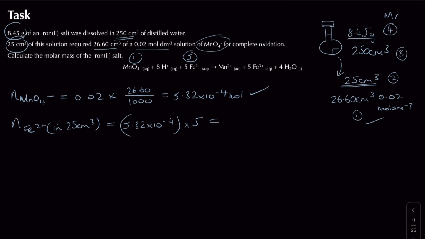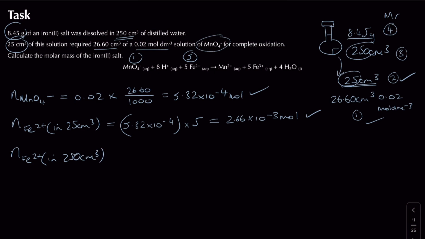Of course we do that and we end up with 2.66 times 10 to the power of minus 3. That's how many moles we've got of iron 2+. There's our next step done over here. Now the thing is, if I've got that many moles in 25 cm³, how do I find the moles in 250 cm³?